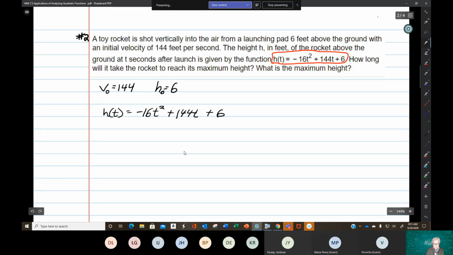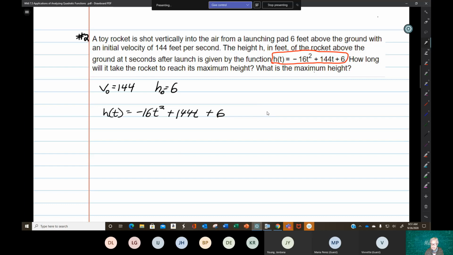Okay, now let's see what they're asking. How long, that's time, right? How long will it take the rocket to reach its maximum height? And what is the maximum height? That is the vertex, the whole vertex. That's what it represents in this problem.